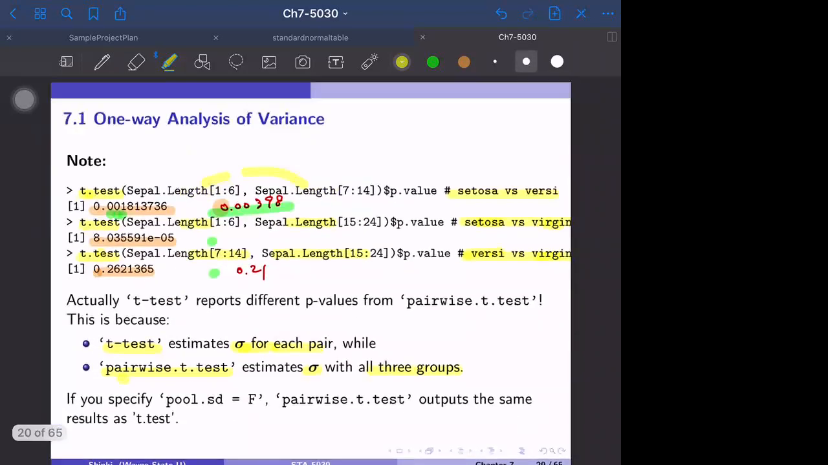And if we want to get the same result from this pairwise.t.test function, then you can specify pool.sd equal to F, false. So which is appropriate? It really depends. The pairwise.t.test function estimates just one sigma. It's kind of easier to interpret, but which is more accurate really depends on the situation, and we cannot really say.